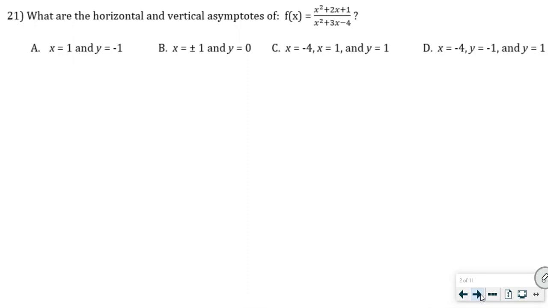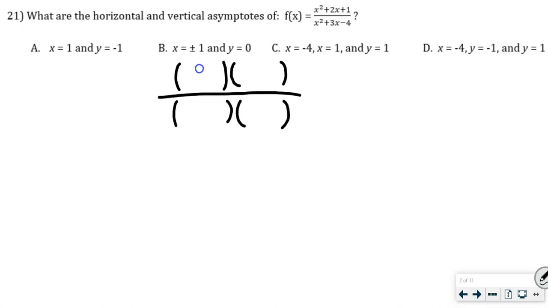What we're going to do first is factor the numerator and denominator. So we're going to find the factors of both the numerator and the denominator. Our factors of the numerator are x and x. What are the factors of 1 that add up to be 2? That's plus 1 and plus 1. And then what are the factors of negative 4 that add up to be 3? That would be x plus 4 and x minus 1.